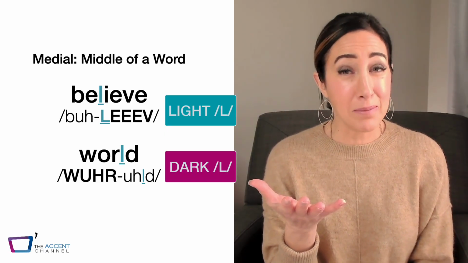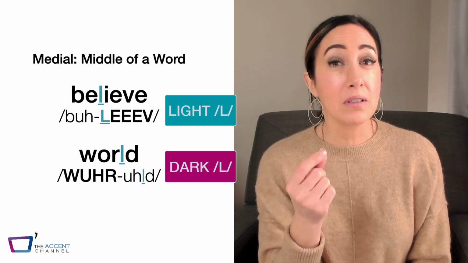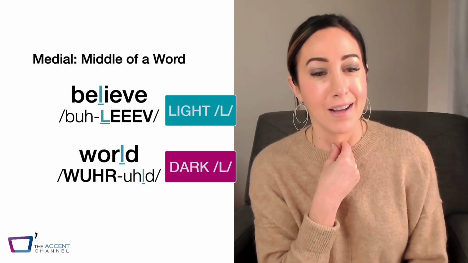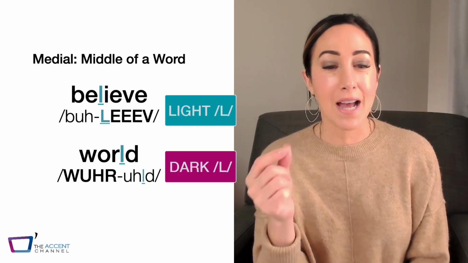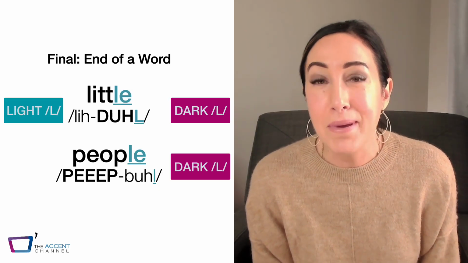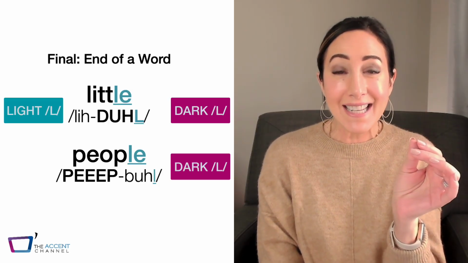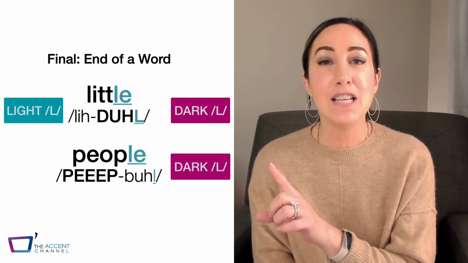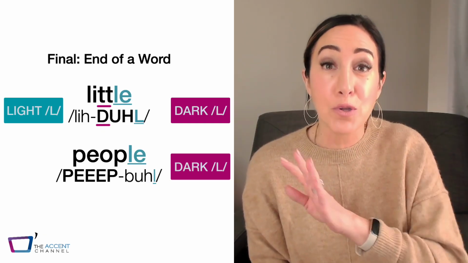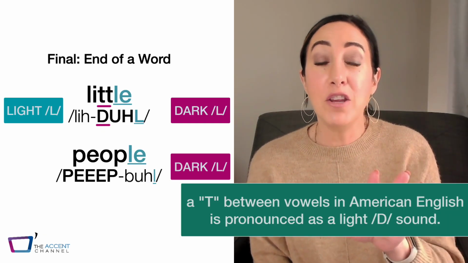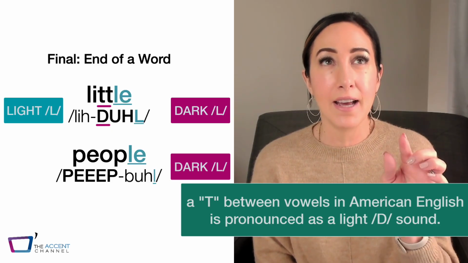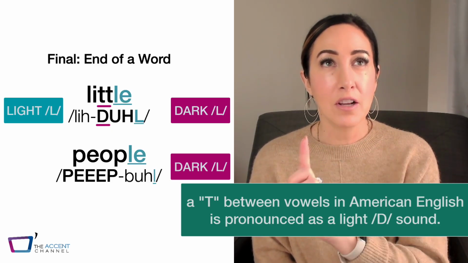And there it's going to be dark because it's before a consonant. World. Can you hear that? That's the dark L. Keep that darkness as you say little. Oh, little is fun, right? Because the L at the beginning is light and the L at the end is dark. And then the T in the middle is a T between vowels, which we'll talk about another day. So when you say the word little, you're actually doing so many different sounds. Light L, T between vowels, dark L at the end.